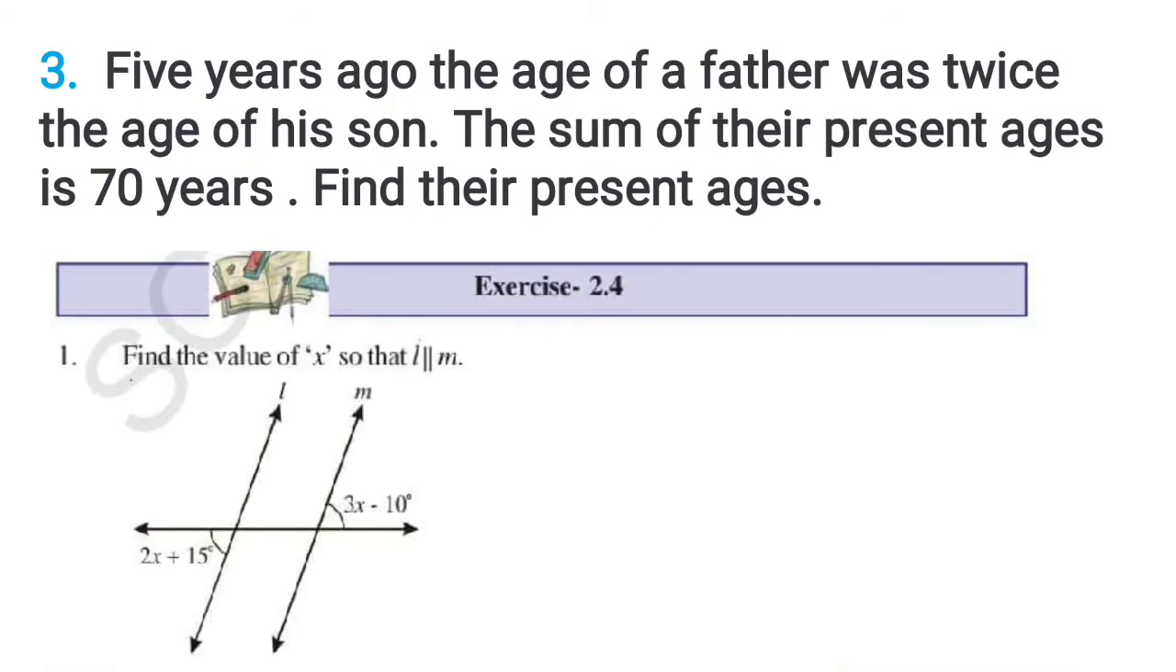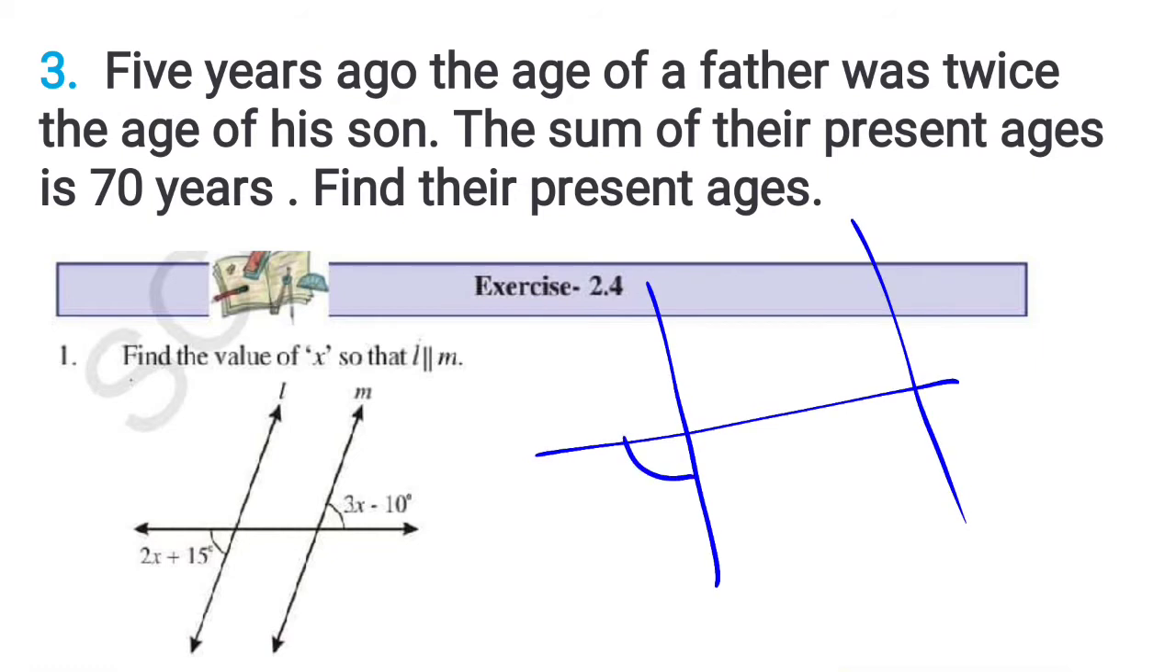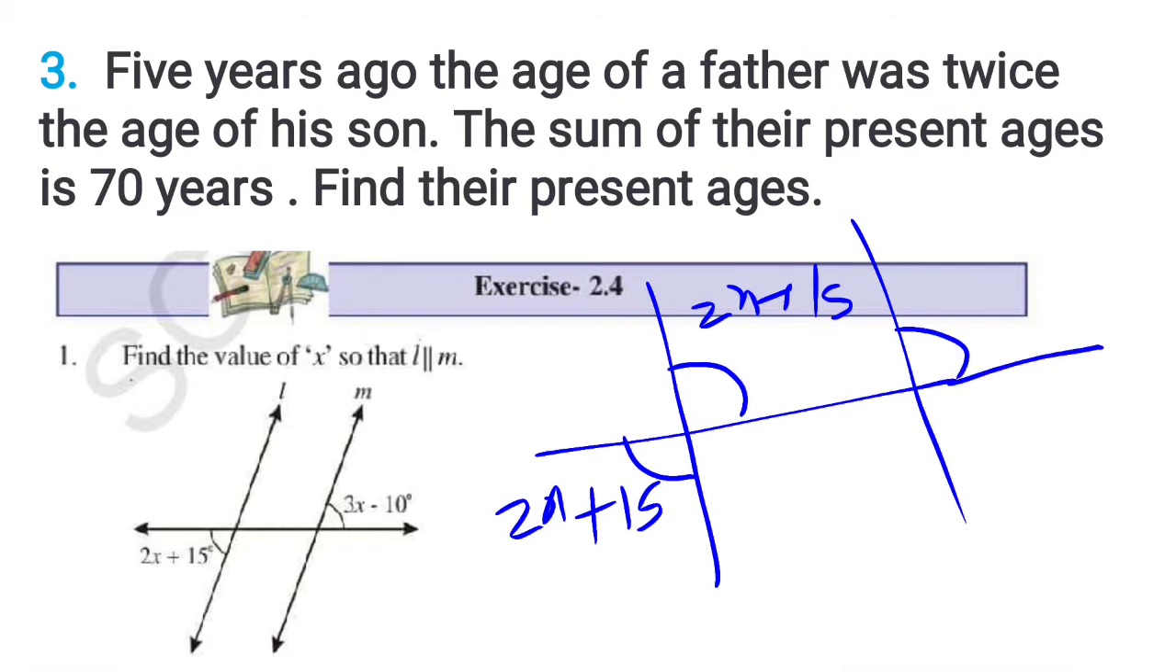Next homework problem: find the value of x so that L is parallel to M. To find the x value, observe carefully. These two angles are vertically opposite angles. So that means it is already given 2x plus 15, then it is also 2x plus 15, and one more angle given at another place, that is 3x minus 10.